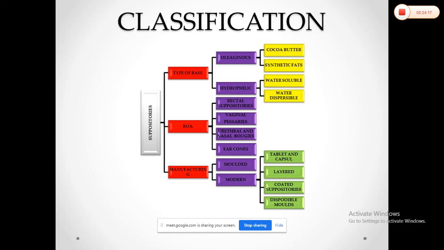And then the third one is urethral suppositories. These urethral suppositories are sometimes called bougies, and the same goes for nasal suppositories, which are also called bougies. These are meant for introduction into the urethra. They are pencil shaped and pointed at one end, so that we can easily insert them into the urethra. For that purpose, they are pencil shaped and pointed at one extremity.